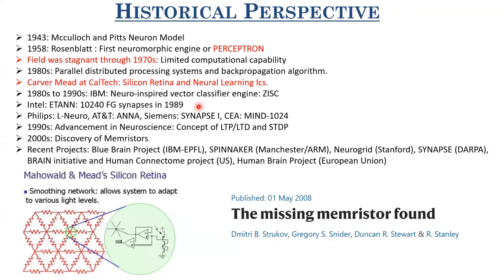There have been several other recent projects as well. The most significant ones are the Blue Brain project by IBM and EPFL, the SpiNNaker project by Manchester and ARM, NeuroGrid from Stanford, the SyNAPSE project of DARPA, which is a multi-million-dollar project, the BRAIN Initiative and the Human Connectome Project, which are happening in the US itself, and the Human Brain Project, HBP, of the European Union, in which all the European countries are part of it. This is a consortium of all the European universities joining hands and trying to come up with a human brain kind of chip. So these are the most significant recent projects in this field.